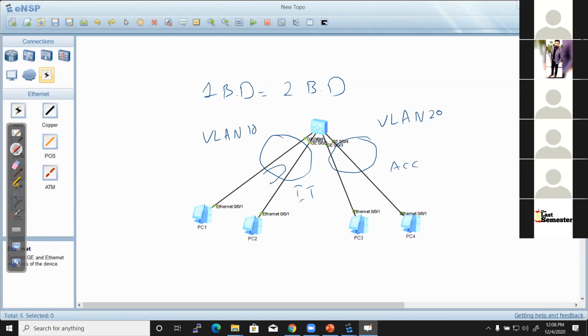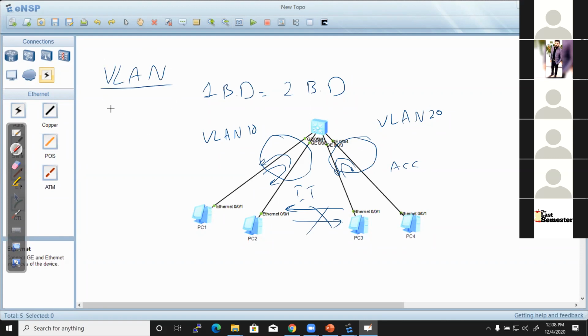They can communicate with each other, but they are not able to communicate with the different VLANs. Inside the department they can communicate, but outside the department they won't be able to communicate. So that's what we have achieved by the concept of VLAN, Virtual Local Area Network.